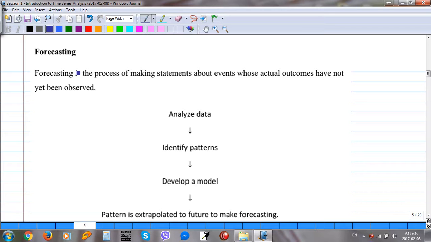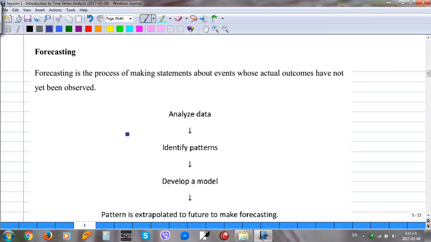If you take the topic of this course, it is time series analysis and forecasting. Now we have discussed the introduction to time series. Now we are going to discuss the meaning of forecasting. Forecasting is the process of making statements about events whose actual outcomes have not been observed. It means we are going to predict what will happen in the future based on the observations taken in the present and the past.